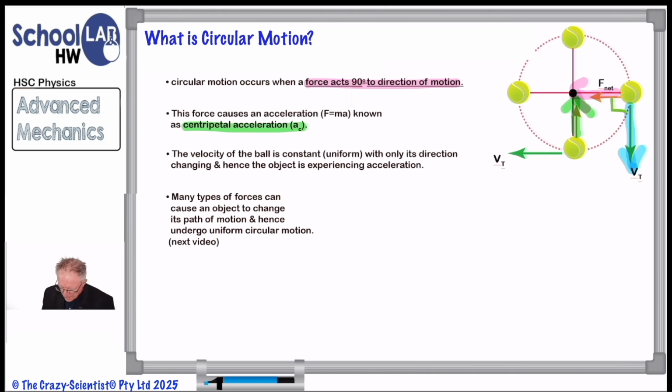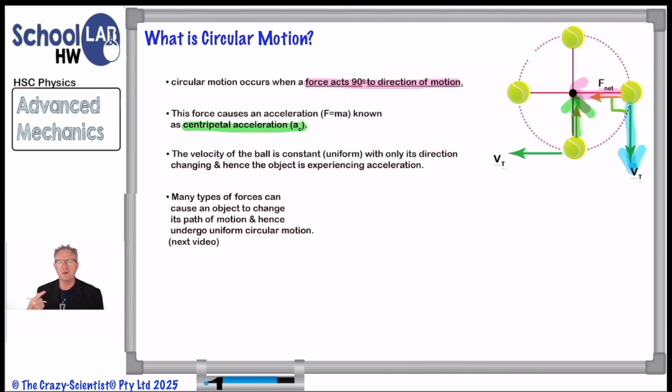Another key aspect is that if the speed of a ball is constant, then we say we undergo uniform circular motion. Now, if the velocity is constant, how can it undergo acceleration? Because isn't acceleration just the change in velocity divided by time? Well, if it's got the same speed, is its velocity changing? Yes, it is, because its direction is changing. Remember, velocity has a magnitude plus a direction, and the magnitude, that is the speed, might be constant, but the actual direction is changing, so therefore the velocity is changing.